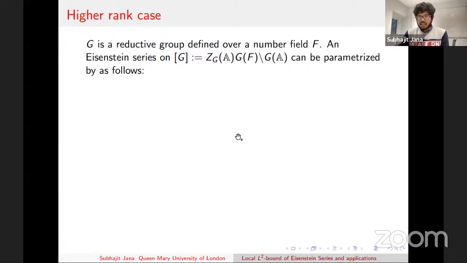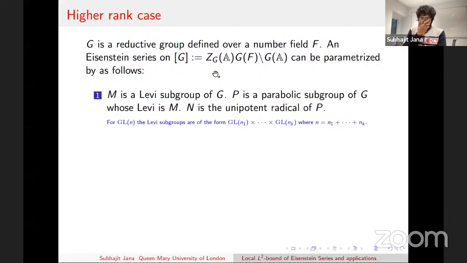We want to consider the Eisenstein series on the automorphic space of G, which is given by G of adeles mod the G of the rational points, and then we divide by the center of G. An Eisenstein series here can be parameterized in the following way. First we consider a Levi subgroup of G. Let's say P is a parabolic subgroup of G whose Levi is this Levi subgroup M, and N is the unipotent radical of P.